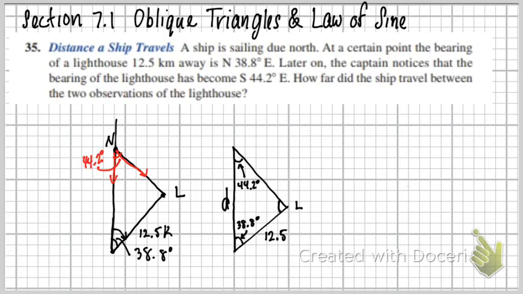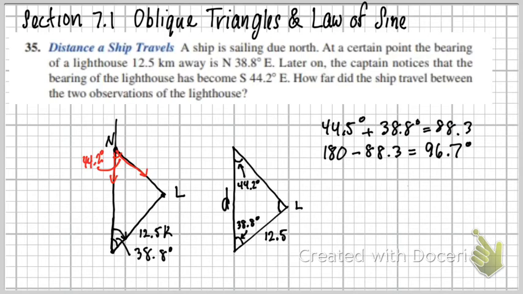So again, I just go back to the idea that we had previously. I knew that all three angles add up to 180 degrees. So essentially, I'm just going to add the two together, subtract it from 180. And we find out that that angle equals 96.7 degrees. So that's my angle L. So that's right here. So now we're just simply going to use the law of sines here. So here's the setup.